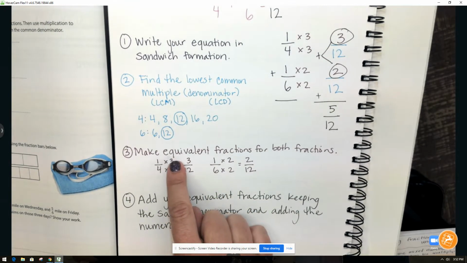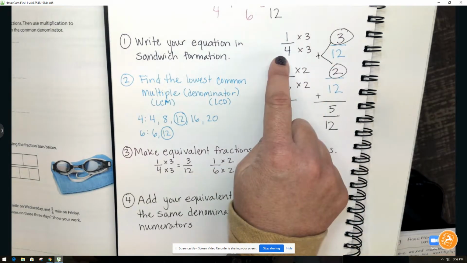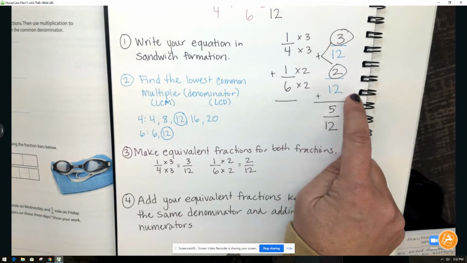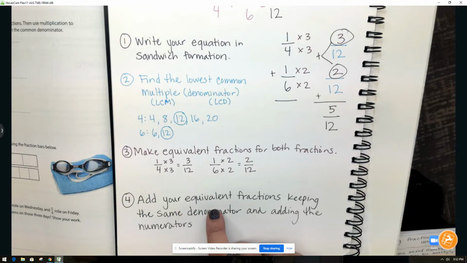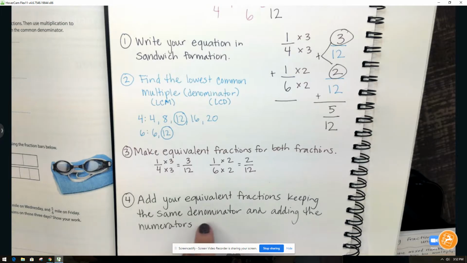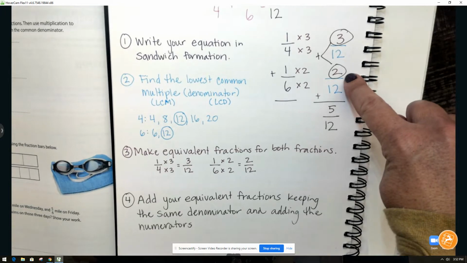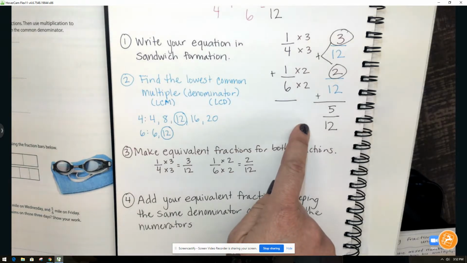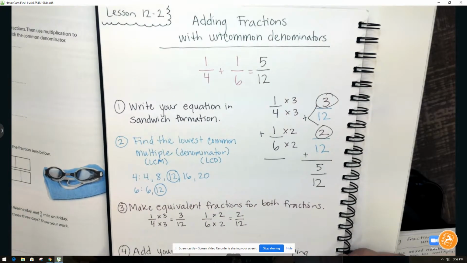After we find our common denominator, we're going to go ahead and make equivalent fractions. So in this case, 3/12 is equivalent to 1/4 and 2/12 is equivalent to 1/6. Both of these we can now add together because they have a common denominator. The denominator is the same. Finally, after we've made our equivalent fractions, we're going to add the equivalent fractions, keeping the same denominator and adding the numerators. So we'll add the 3 and the 2 together to get 5. So in this case, 1/4 plus 1/6 equals 5/12. So that is how we add fractions with uncommon denominators.